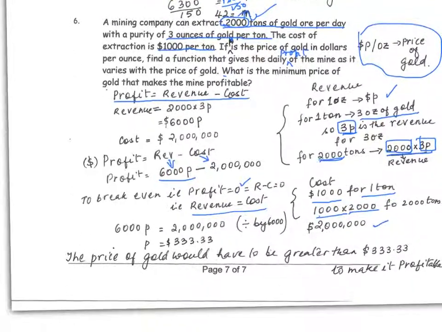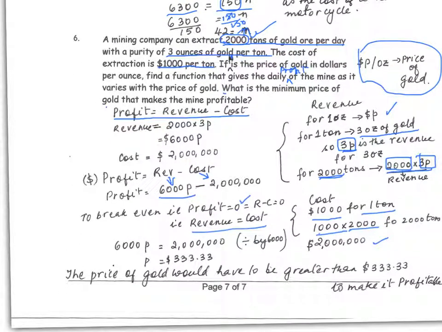So let's see how that works. Revenue is 6,000P would have to be equal to the cost, which is $2 million. When we solve for P by dividing both sides with 6,000, P, the price of gold per ounce, is $333.33. So the price of gold would have to be greater than 333.33 to make the mine profitable.